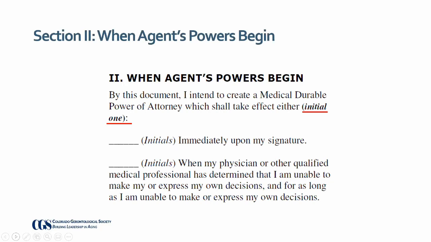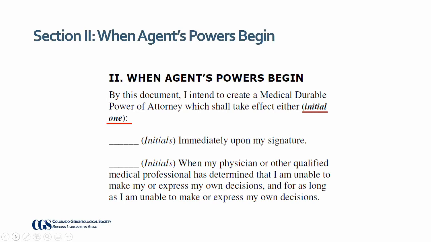Let's go more into what each means. If a medical crisis happens today and you want your agent to speak for you immediately, then you would initial immediately upon my signature. If you have a medical crisis today and you first want to make sure that a medical professional determines that you're not able to communicate, and then you want your agent to be able to speak on your behalf, that's when you would initial the second option.